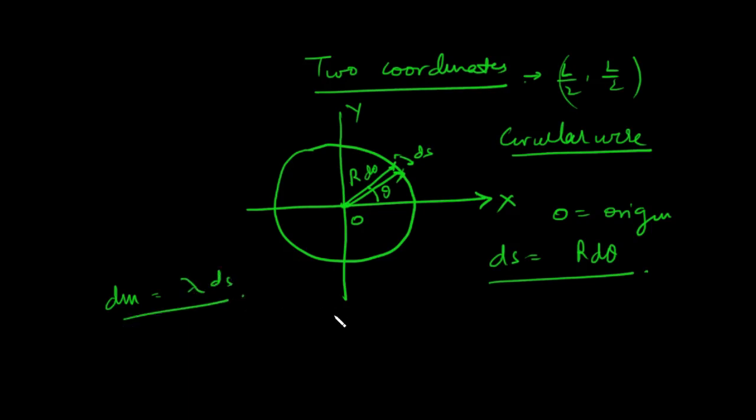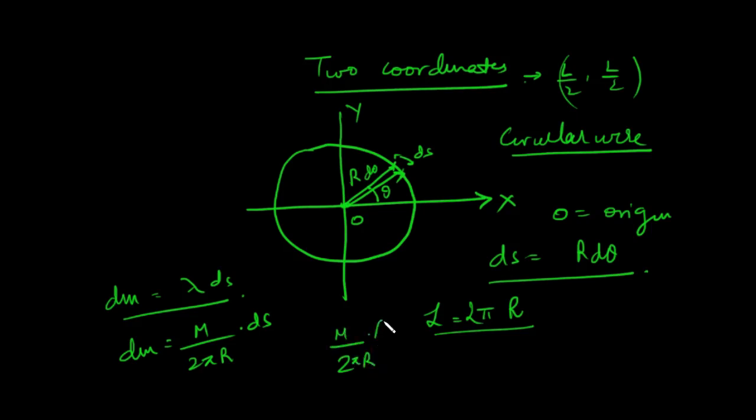Alright, lambda is mass per unit length. As this is a wire, its length will be constant. L will be equal to 2 pi r. Alright, so we can take lambda as m divided by 2 pi r times ds. This is dm, and ds was r d theta, so m divided by 2 pi r times r d theta. This is equal to dm. R gets cancelled. dm equals m divided by 2 pi times d theta, right?